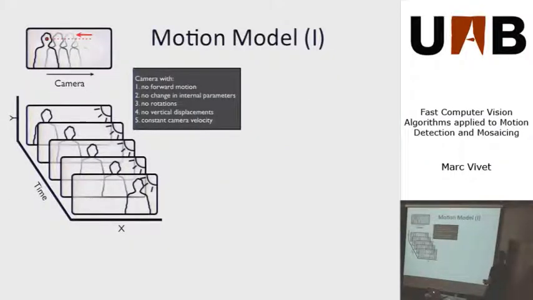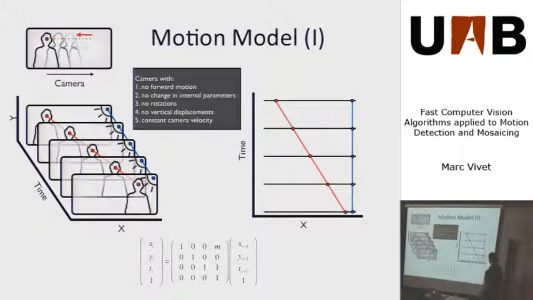So now we will show how we have modeled this motion model. If we track different regions in the scene, and there is no forward motion, no change of internal parameters, no rotations, no vertical displacements, and a constant velocity of the camera, all these constraints, then we will see that the epipolar lines are straight. This is a top view of this volume. And the epipolar lines can be modeled using the equation of a line.